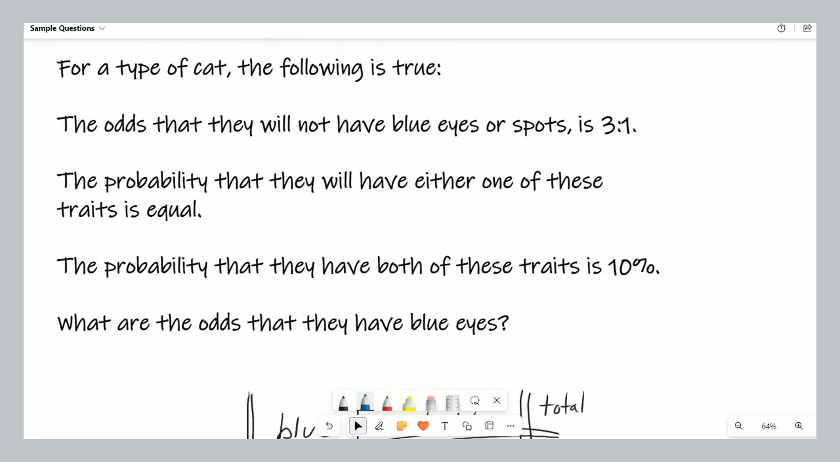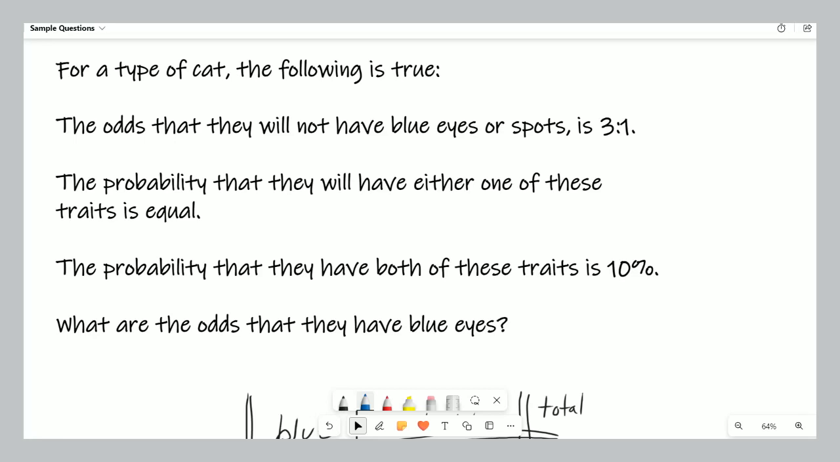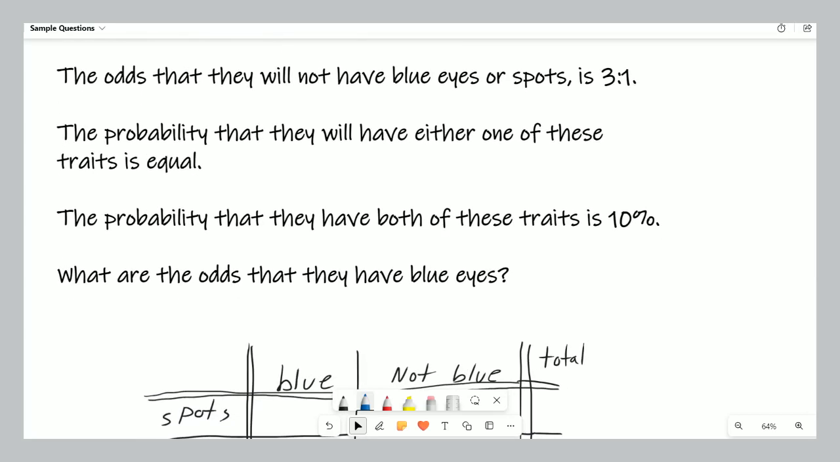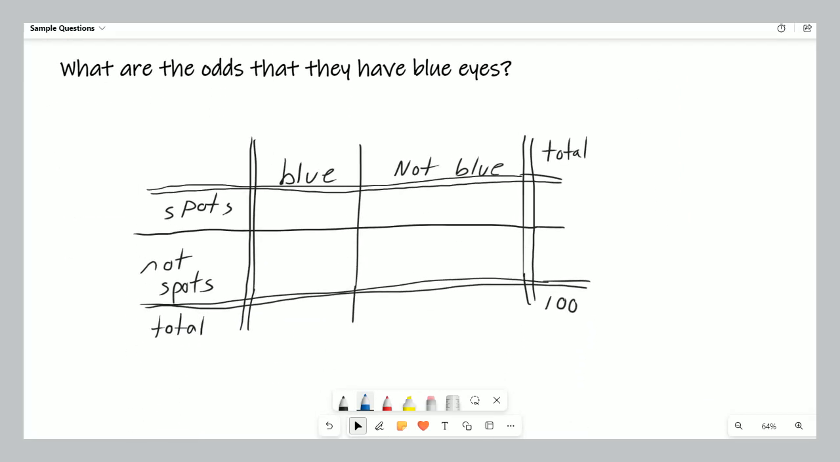So the odds that they will not have blue eyes or spots is 3 to 1, right? So 3 out of 4 times they're not going to have either, and 1 time they're going to have not neither, right? So 3 out of 4 times, or 75%, they are not going to have either one.